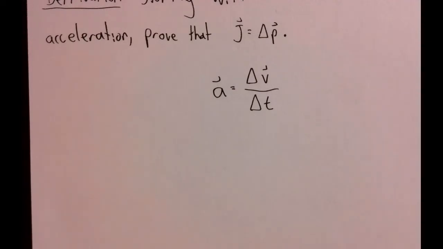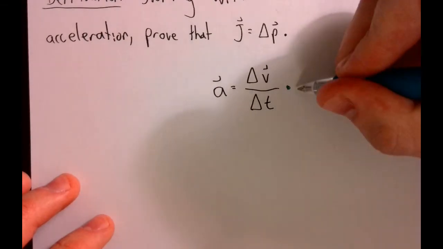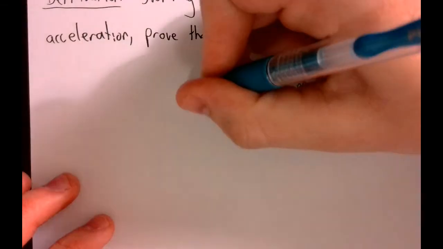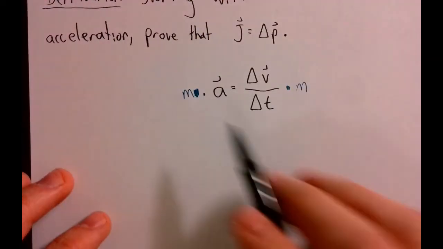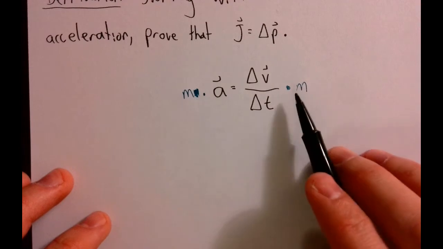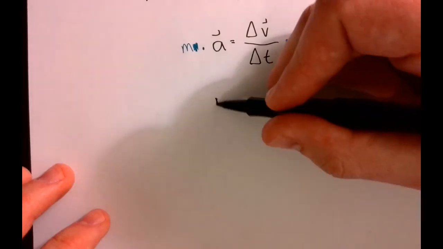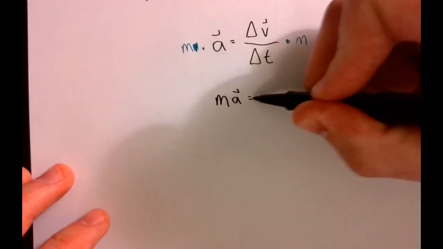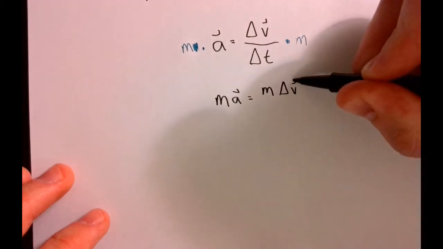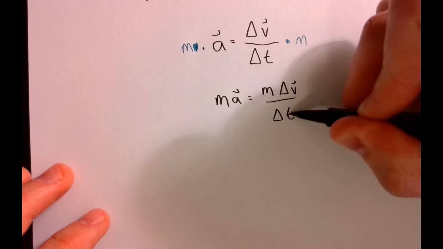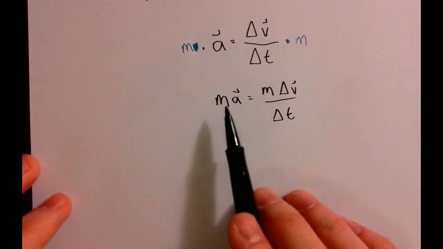We're going to multiply both sides by m. So if I multiply both sides by m, just m, multiply the left side by m, multiply the right side by m, and we'll get something interesting. I'll rewrite it, make it nicer.